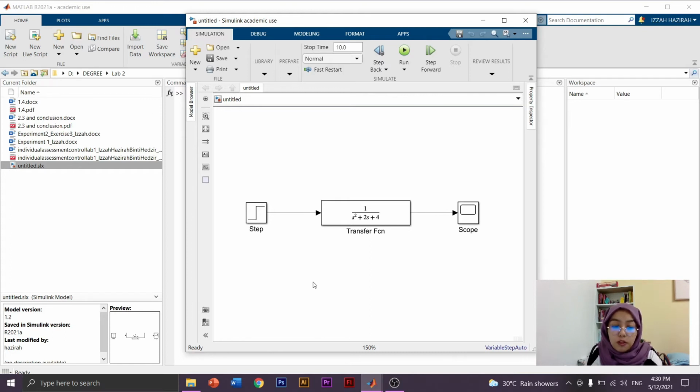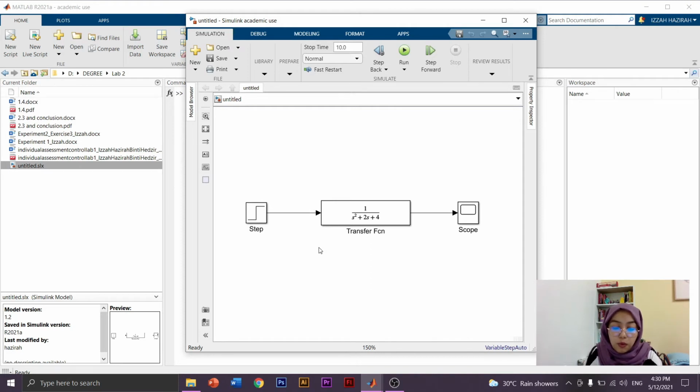Regarding question 1.4, build the required block diagram using Simulink. This is the finished design of my block diagram that I already built. I'm using a step, transfer function, and scope. For this transfer function, I use the value that was given to us, which is 1 over s squared plus 2s plus 4. And the description for the response parameters is as follows: rise time.